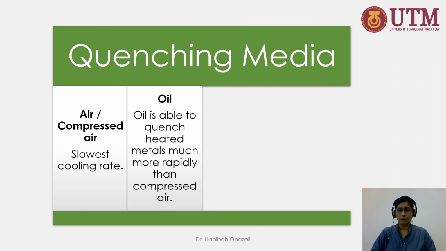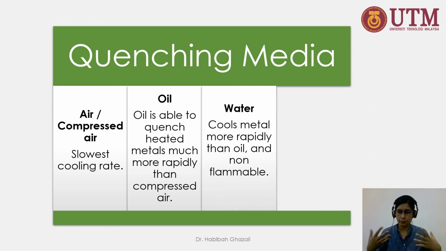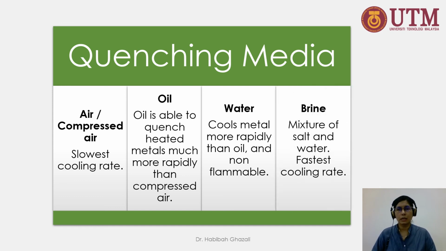And then we have oil. Oil is able to quench heated metal more rapidly than compressed air. So the cooling rate is a little bit higher than compressed air. And then the third most common one is we cool metal in water. Water will cool metal more rapidly than oil, and it is non-flammable. And the last one, which will give you the highest cooling rate, is brine. Brine is a mixture of salt and water, and it will give the fastest cooling rate.